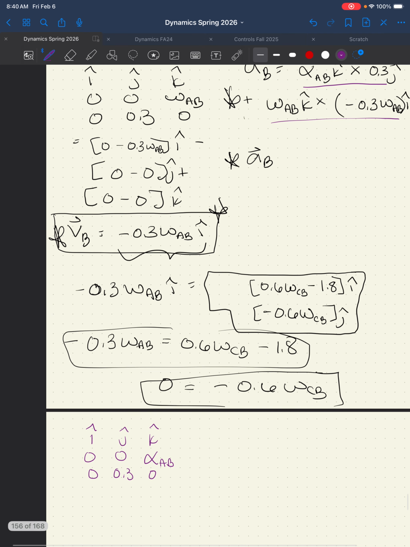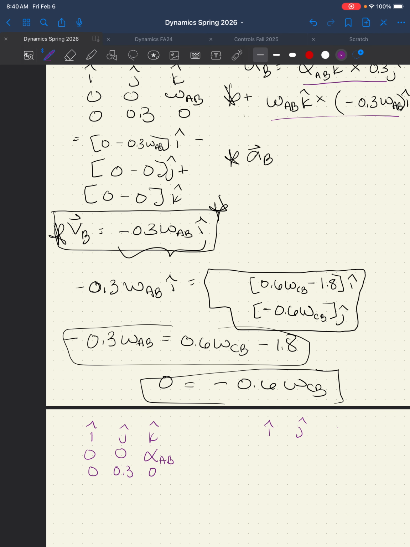And then later I'm going to have to do I, J, K, 0, 0, omega AB, 0, minus 0.3, omega AB, 0. Oh wait, that's I hat, not J hat. Omega AB, 0, 0. Okay, let's do these cross products and find the acceleration of B.